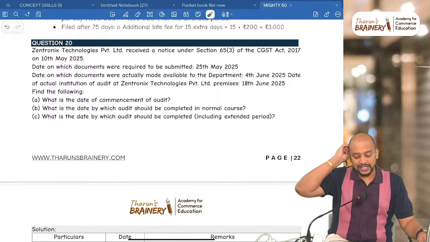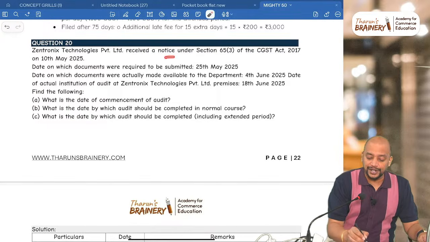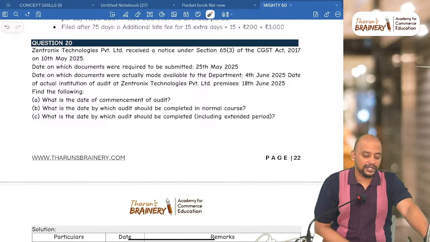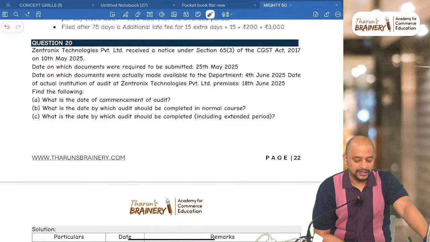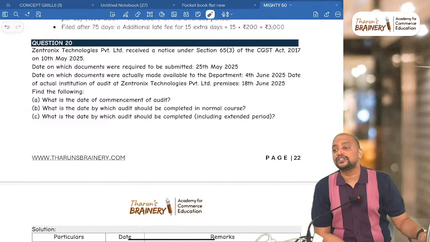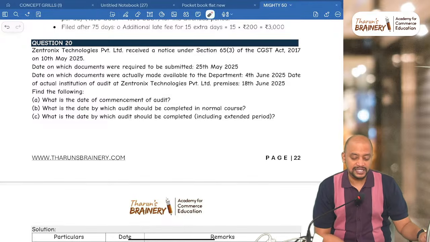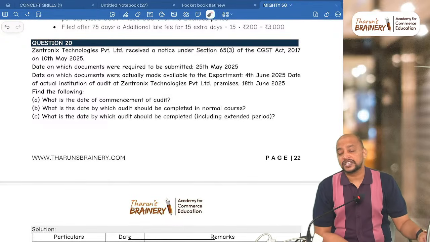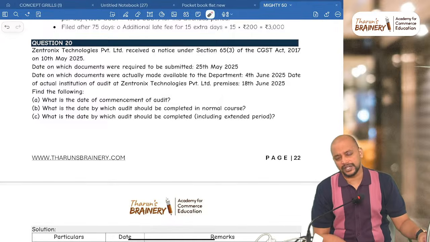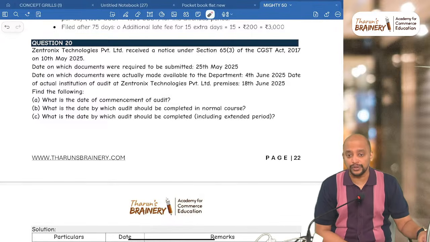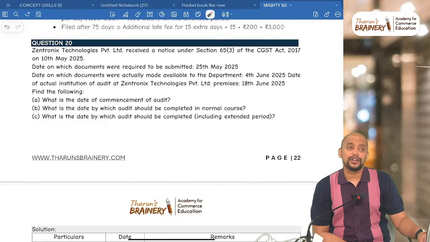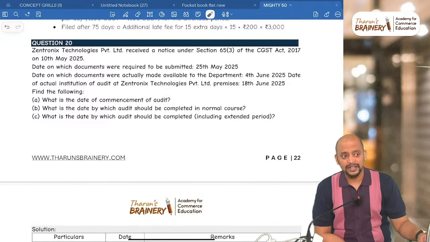JAN'26 Technologies Private Limited received a notice under section 65 on 10th May 2025. So for the department audit, 65 is department audit, 66 is special audit, 65 department audit. That's why I will be asking the students to remember the section numbers, because you don't have to quote the section numbers. Fine, you are not writing, not an issue. If you quote the section numbers, it will be good. The impression will be good. If you are not quoting section numbers also, fine, not a problem.